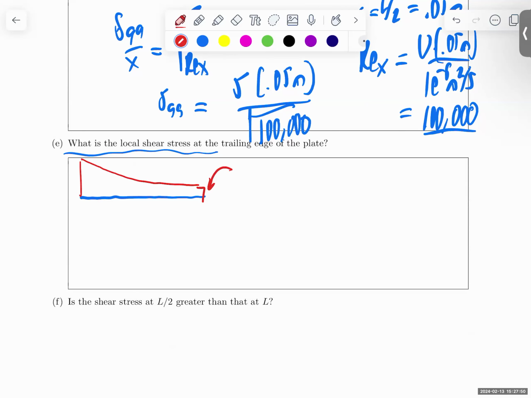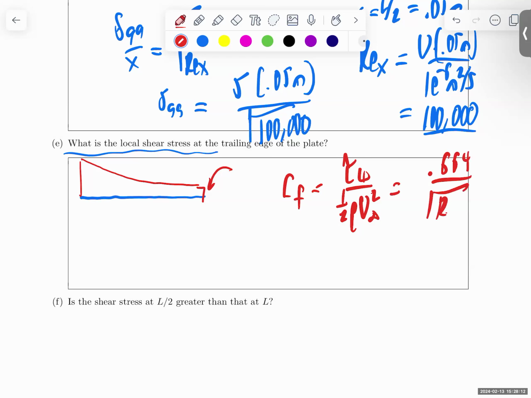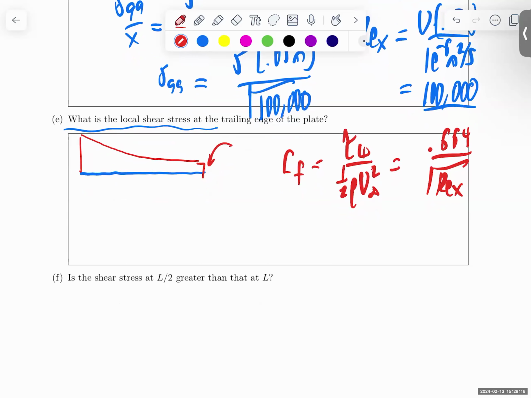For this, we'll use a different set of formulas. So we go back to Blasius. We're dealing with a laminar case. We have C_f equals the shear stress in newtons per meter squared, or pascals, divided by the dynamic pressure, which we're going to have to compute if we want to actually get the dimensional stress. And this is, according to Blasius, equal to 0.664 divided by the square root of the Reynolds number based on x. Everything's divided by the square root of Reynolds number based on x.